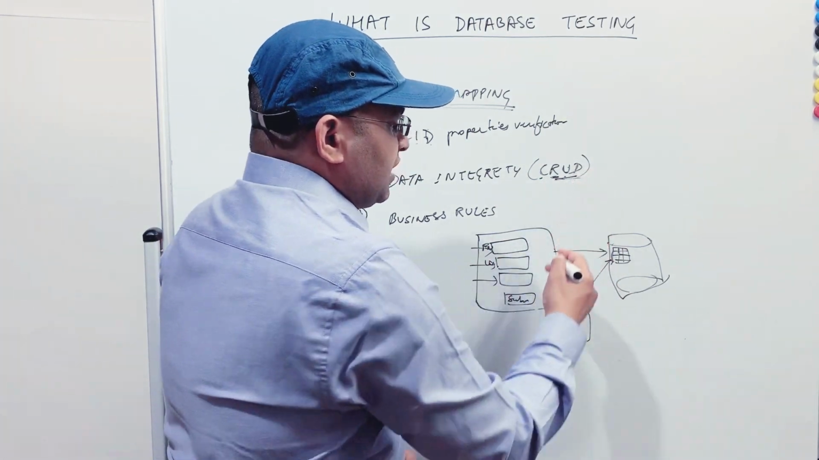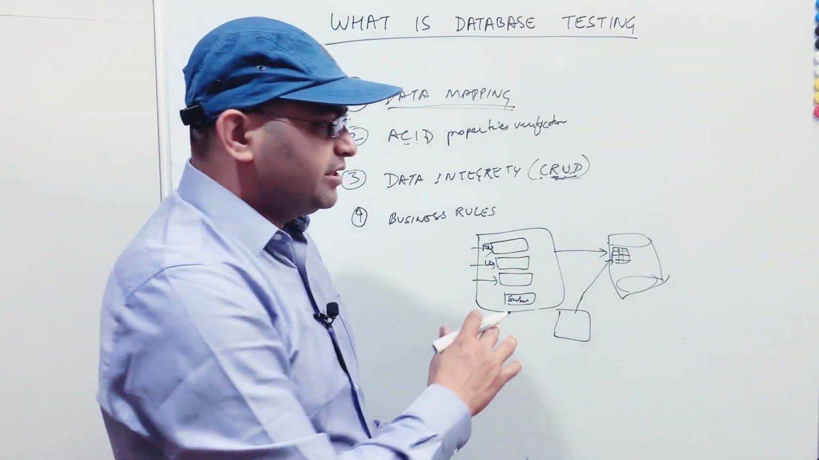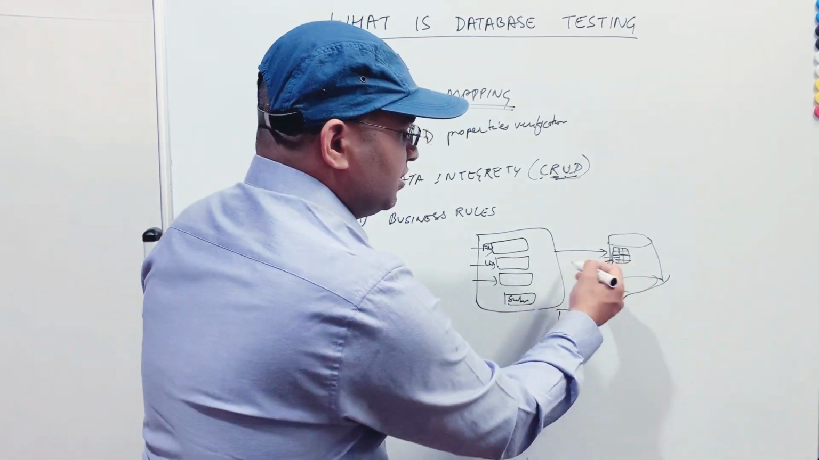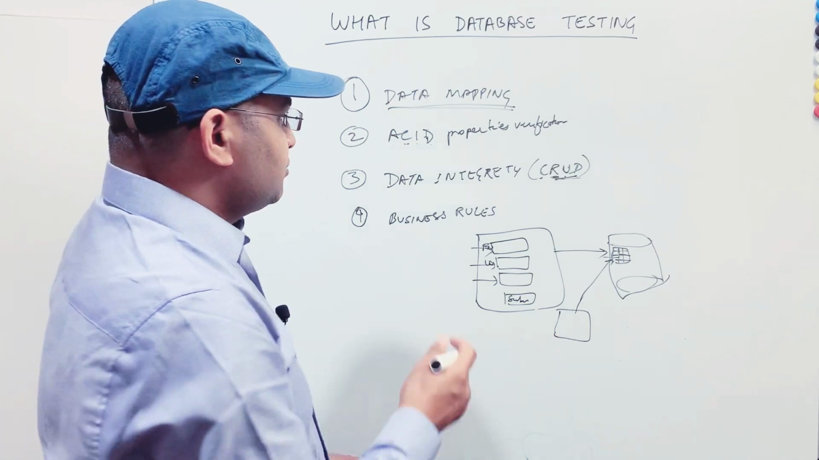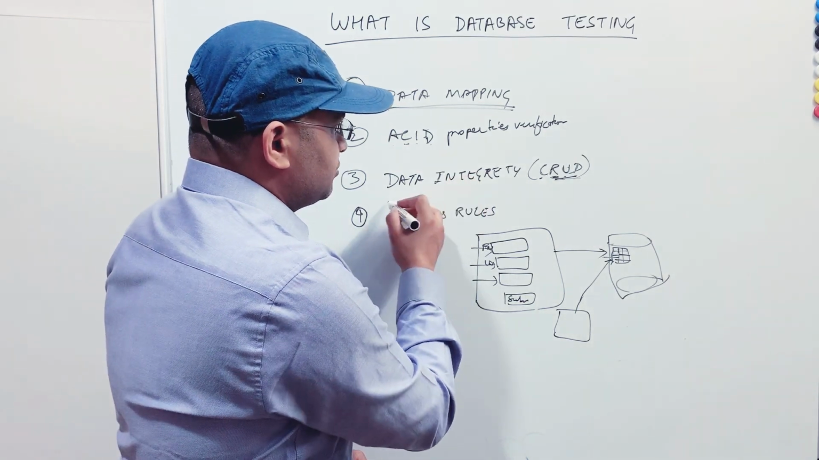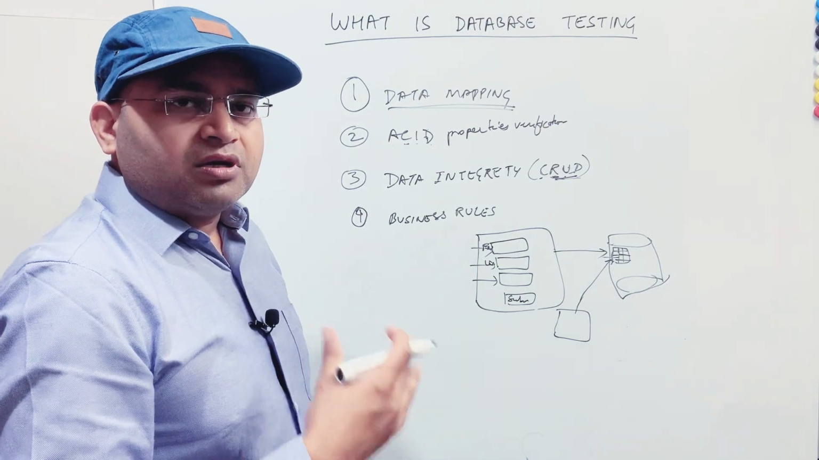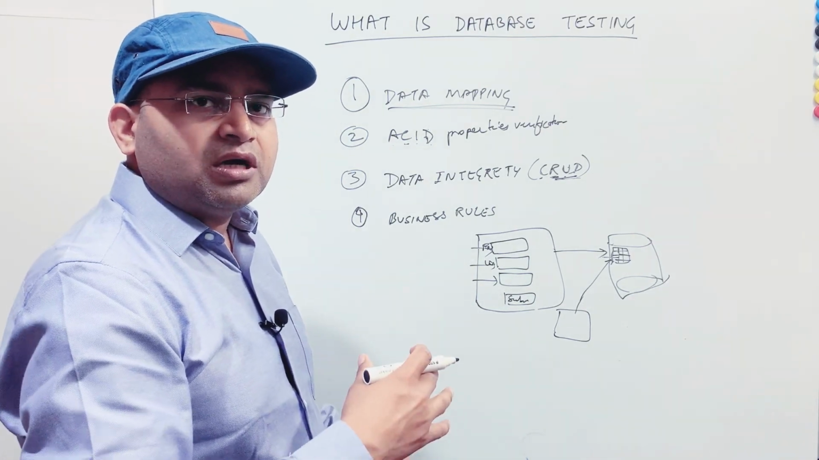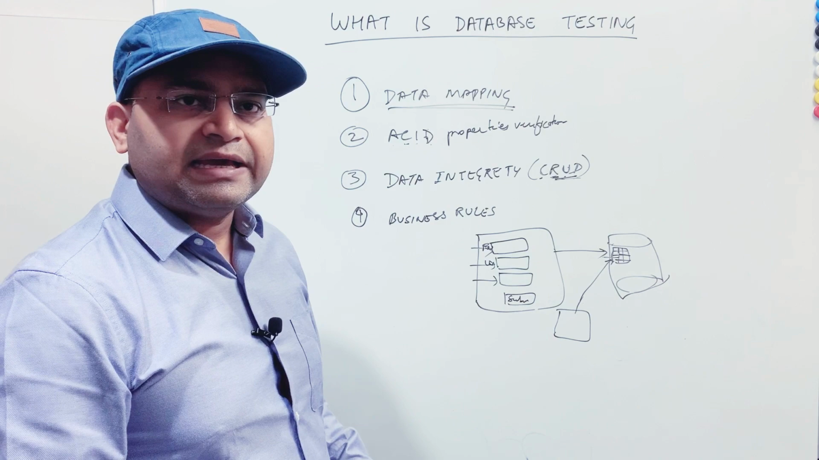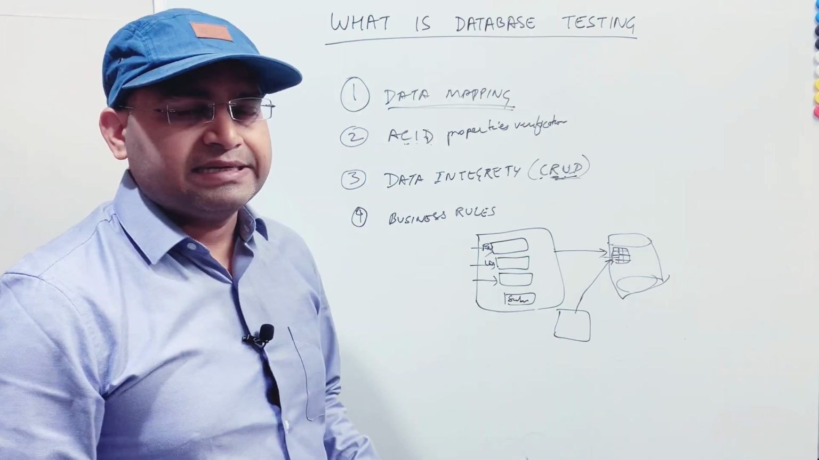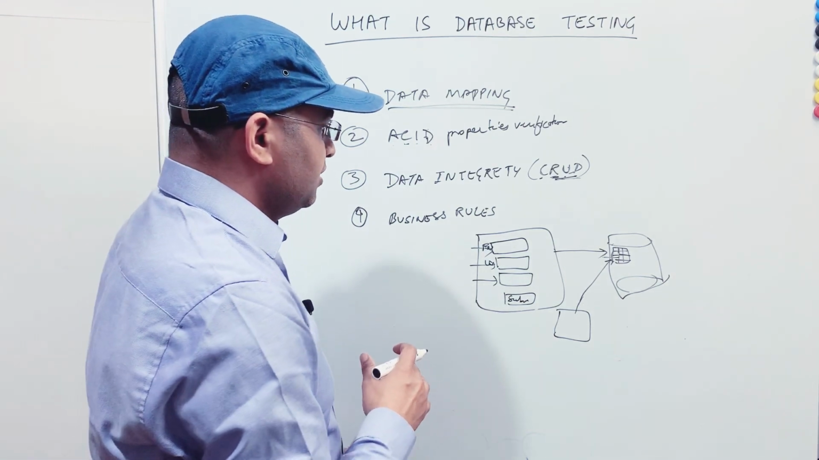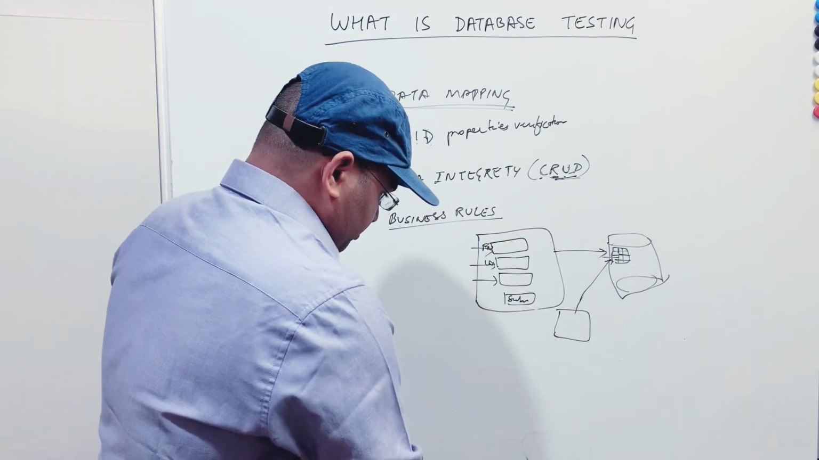And then delete: if I delete my account data, whether that data gets deleted from the table or not, right? So this is about data integrity. You verify the data integrity when you perform the CRUD operations, that the operations are performed successfully and you are getting the data as expected, right? Then comes the business rules.